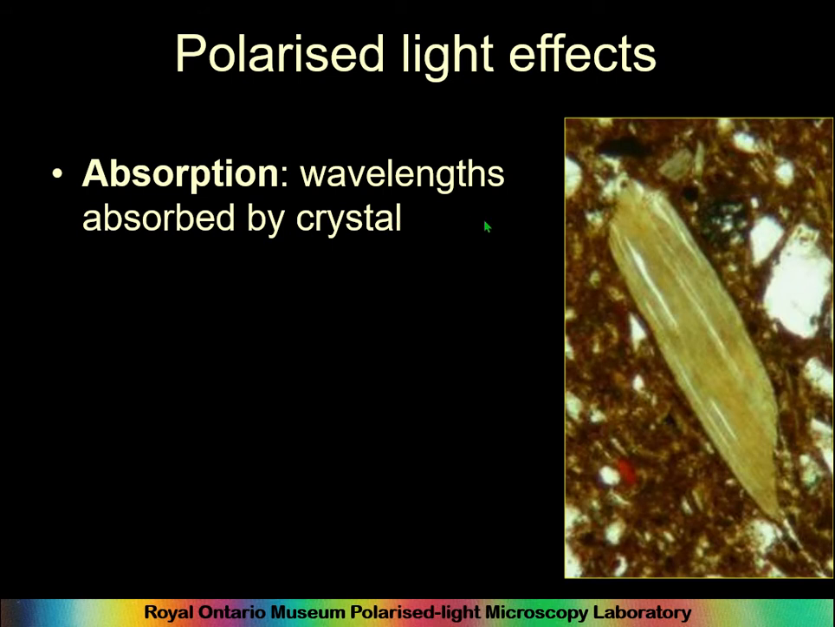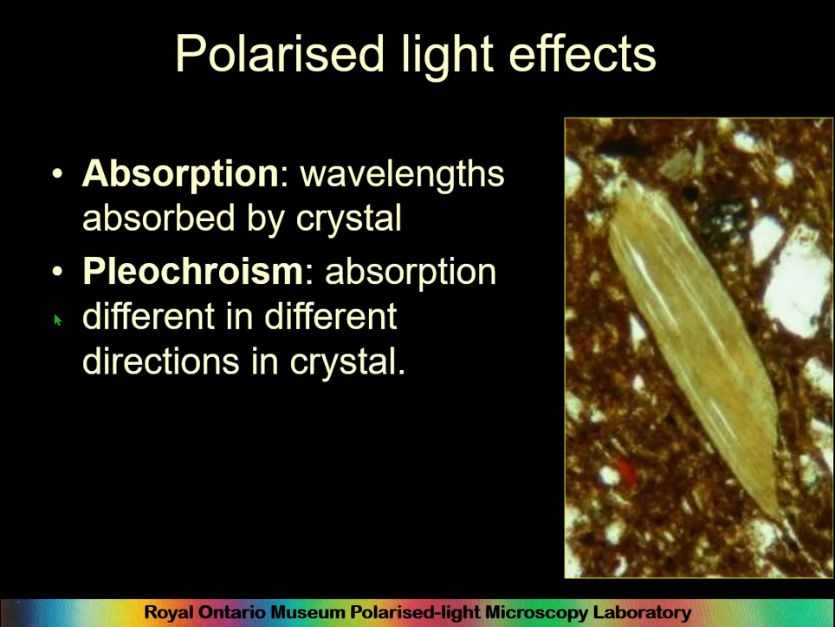You have absorption, which means it has a color, and pleochroism, which means the absorption is different in different directions of the crystal. And of course you see that in plain polarized light because it's plain polarized light. It's not ordinary light, it's plain polarized light. So at different orientations, as you rotate the stage, the color will change because you're looking at it in different directions.